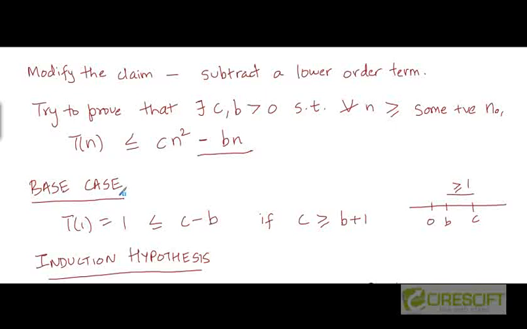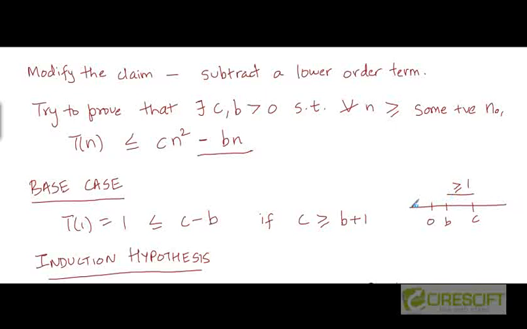So let's prove the base case here. At n equal to 1, is it true that t of 1 is less than or equal to c times 1 square minus b times 1? Well, t of 1 is 1. C times 1 square minus b times 1 is c minus b. So this inequality will be valid if c is greater than or equal to b plus 1.